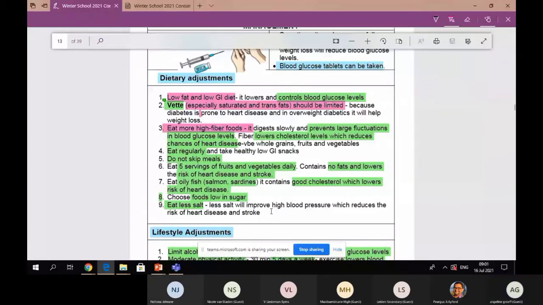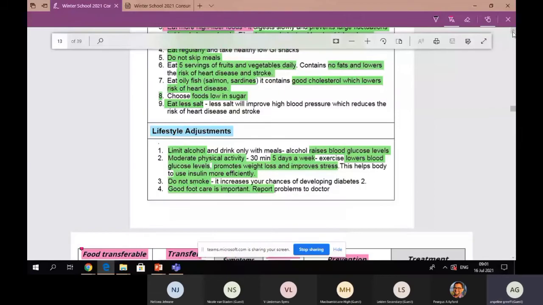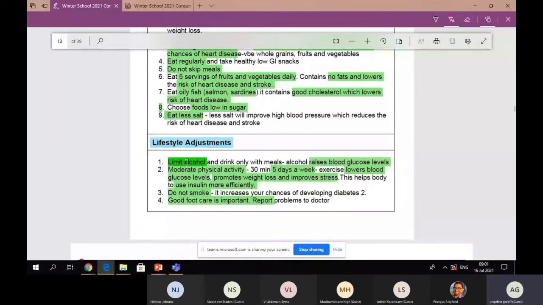Then when we go down, as I said, the difference between dietary adjustments and lifestyle adjustments. So lifestyle has got to do with the lifestyle, as it says, alcohol, right? It needs to be limited because alcohol also raises blood glucose levels. Okay. And then they need to do moderate physical activity, at least 30 minutes for 5 days a week.